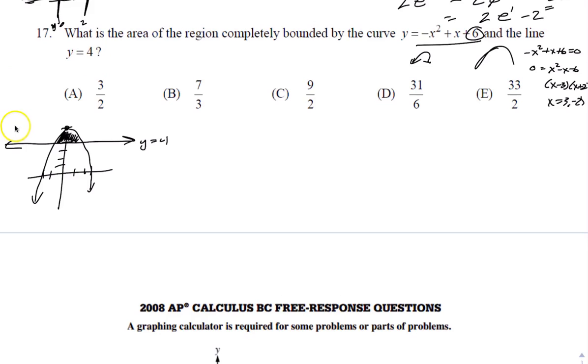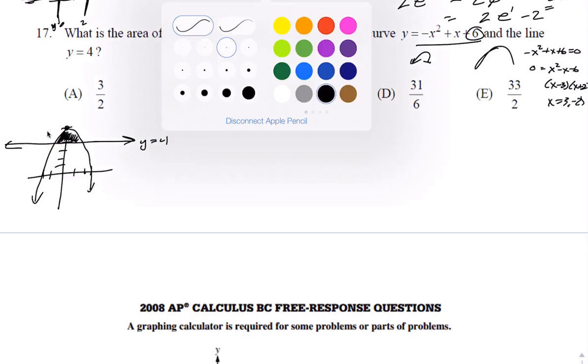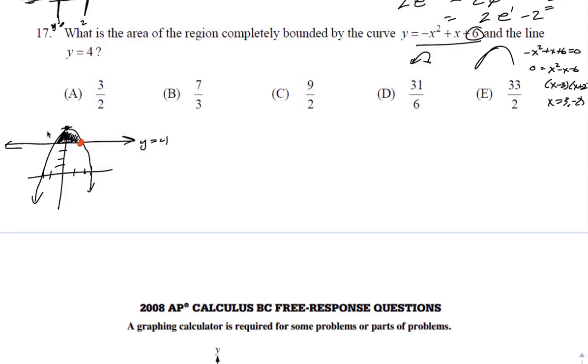What I do need, though, is the intersection. So I need to know where that graph and this graph hit. So I'm looking for those guys. So remember how we find the intersection? We set the equations equal to each other. So I'm going to set negative x squared plus x plus 6 equal to 4. And we do what we always do.